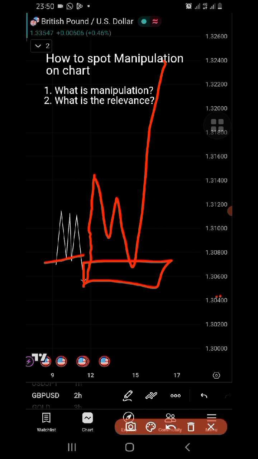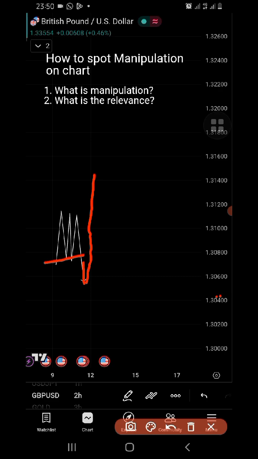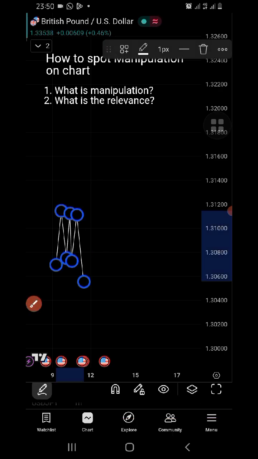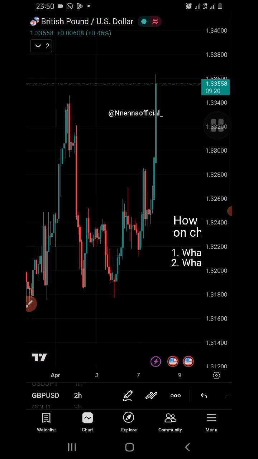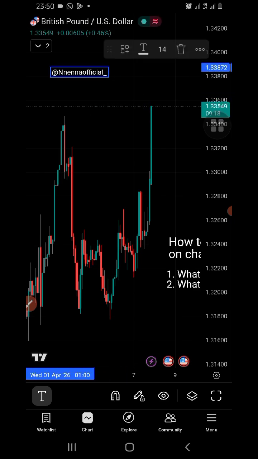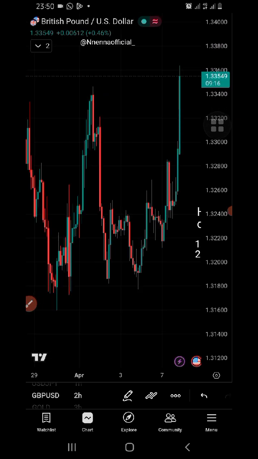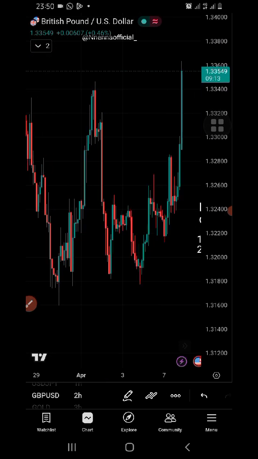So once you're able to spot manipulation on the chart, you'll be able to know when to enter the market. You'll be able to know what to observe before you enter the market. So now let's go on to the live chart and see what manipulation looks like. So now I'm on GBP USD and this is 2-hour time frame. Let's not go far, but let's see something here.